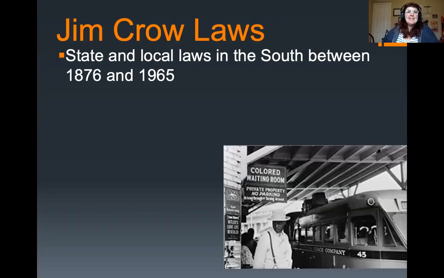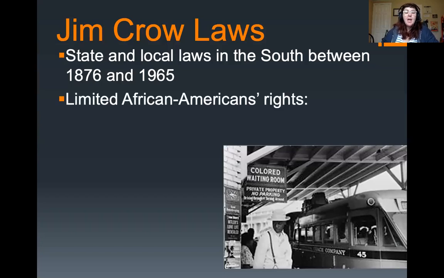These laws were in effect between 1876, the end of Reconstruction, and 1965. They were both state as well as local, so city or county, laws. They primarily limited African Americans' rights. When we say Jim Crow laws, we're referring mostly to African American rights, but there were certainly laws that limited other people of color's rights as well. Definitely the biggest one was trying to limit African American participation in voting, with poll taxes, where you have to pay money to vote, literacy tests, grandfather clauses, things like that.